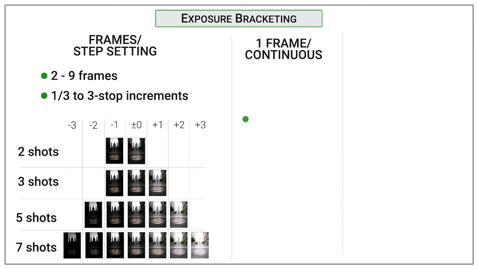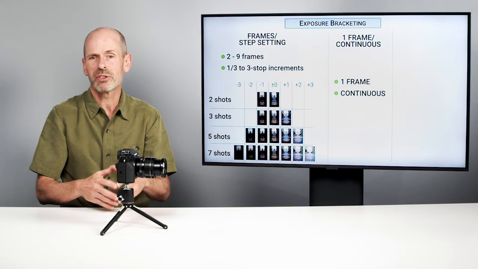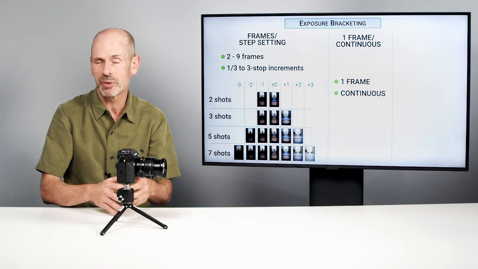You can have it set to 1 frame or continuous. So do you want to shoot 1 series of images, or do you want to continually shoot in bracketing? Most of the time, people who are using this just occasionally will want to do 1 frame because that way it won't stay in the bracketing mode.